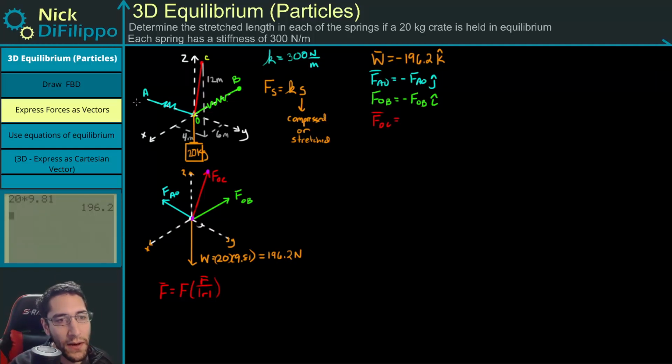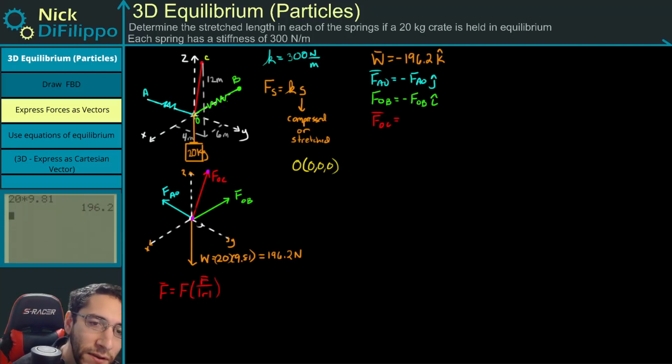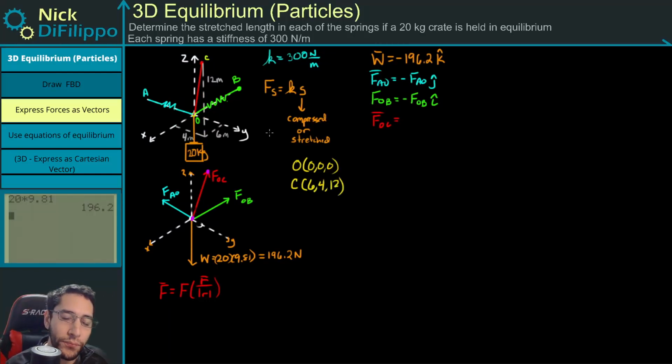So let's write down our position of O. O is at the origin, so it's 0, 0, 0. And C, I don't know why I keep wanting to write A, but C, we have to go 6 in the x, 4 in the y, and 12 in the z. So C is going to have 6, 4, 12.